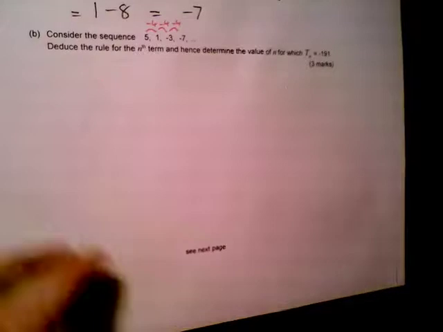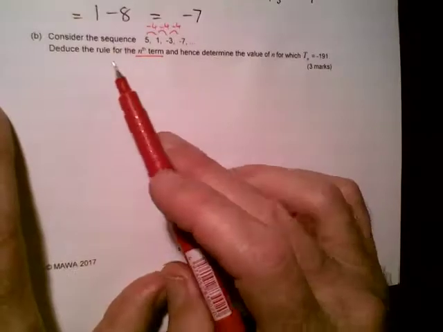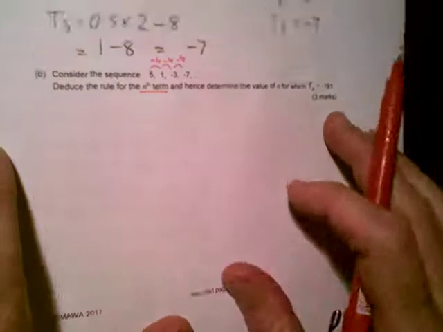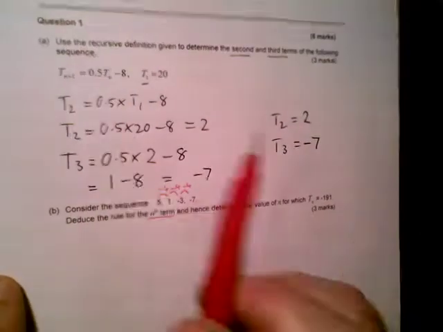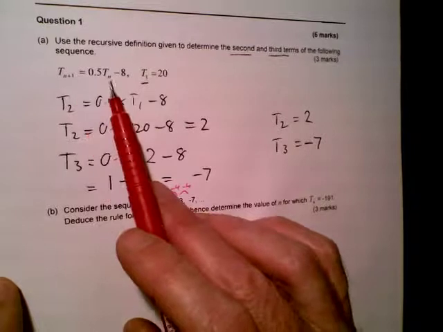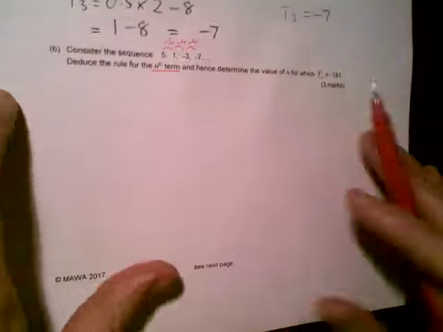And it says deduce the rule for the nth term. Now, really important here, you need to know what you're doing here. The rule for the nth term is a general rule, so you can skip to any term, as opposed to our rule over here, which is a recursive rule. To use this rule, you need to know the previous term before you can find the next term. So a little bit different here. Deducing the general rule then for the nth term.